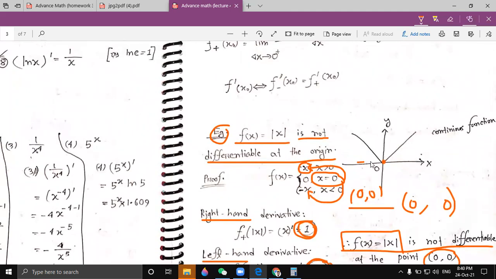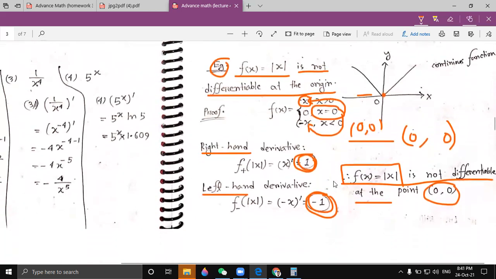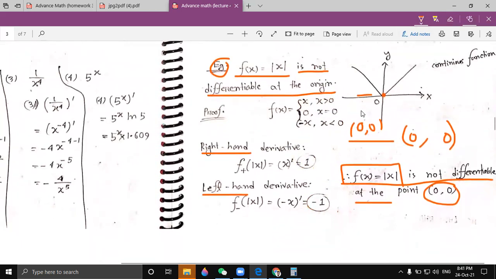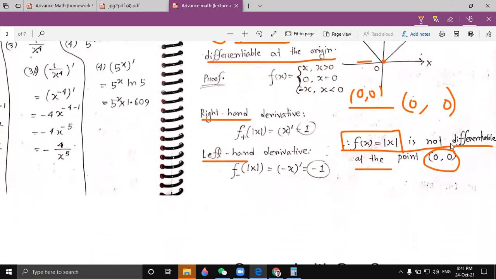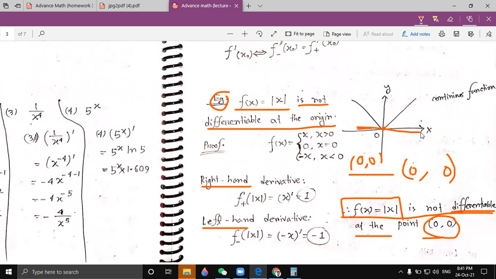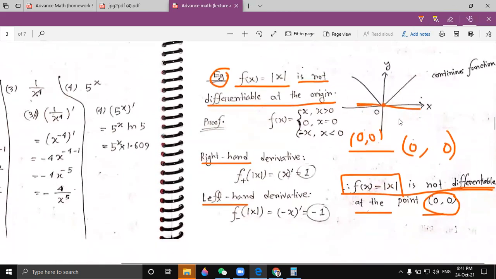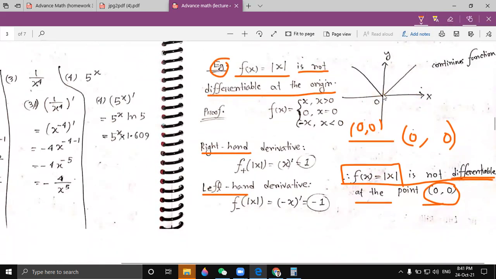Let me say, if it was 1 and 1 and not negative 1. The left hand derivative is negative 1, right? Let me show you. If it was not negative 1 and it was the same as the right hand derivative, then this function would be differentiable at the 0, 0 point, and we could find the slope and our tangent line. But in this 0, 0 point, we cannot find the tangent line, because this value doesn't exist.